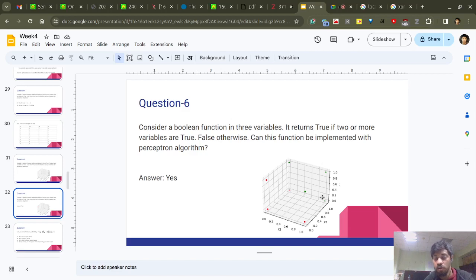Yes, sir. This is also a statement from the algorithms we have studied: any linear equation, any linear graph, its points are linearly separable. If it is quadratic, like x1 squared plus y1 plus z1, then it will not be. Here only 3 variables have been used, so they are linearly separable. Right. Thank you, sir.